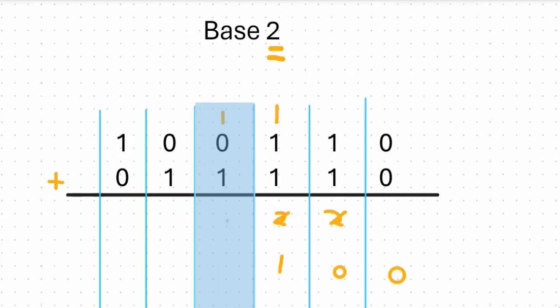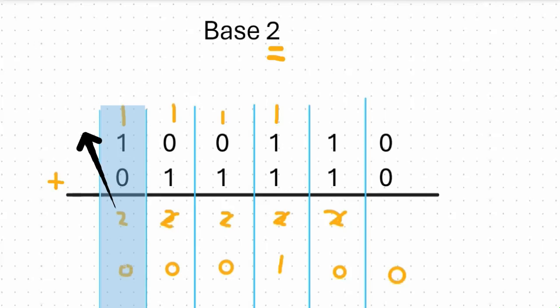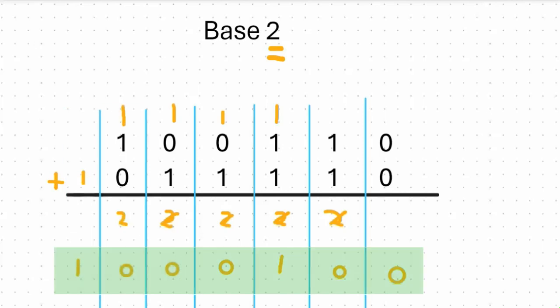1 plus 1 is 2 plus 0, carry. 2 plus 0 and carry, and then 2 plus 0 with a carry, and bring down our 1. And that's the answer for base 2 addition.